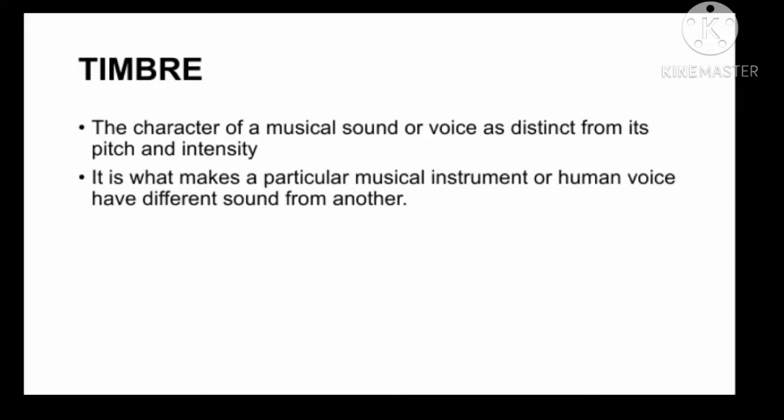So next is timbre. Timbre is the character of a musical sound or voice as distinct from its pitch and intensity. It is what makes a particular musical instrument or human voice sound different from another. So we can say that timbre is a type of sound that could also be described as a sound's uniqueness. For example, the unique sound of a guitar is the guitar's timbre. The unique sound of my voice is my vocal timbre. And we can also say that instruments have their own unique timbre. Timbre establishes an understanding that we all have unique timbres in our own voice.